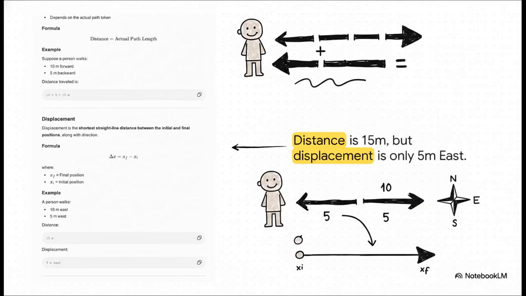Let's put some numbers to this to make it crystal clear. Suppose you walk 10 meters east, turn right around, and walk 5 meters west. To find your distance, we just add up your actual path length. 10 plus 5 equals 15 meters. Easy, right? But for displacement, we only care about the difference between your final position and your initial position. Since you walked 10 meters forward and 5 meters back, you're really only 5 meters away from where you started. So your displacement is just 5 meters, and we have to slap that direction on there, 5 meters east.